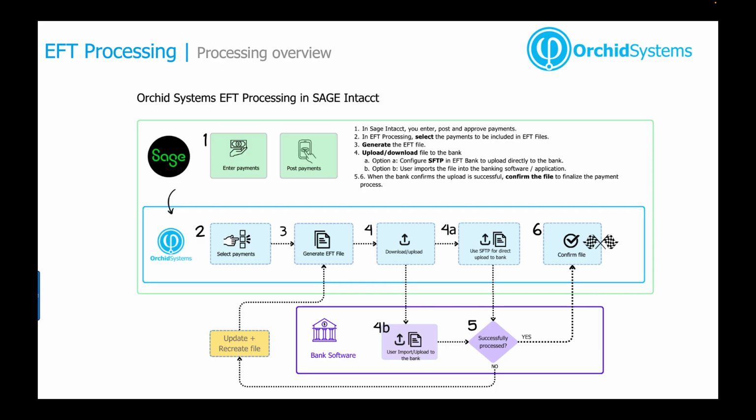For each file, you can then download the file, and what is represented in 4B in this diagram, import, upload the file to the banking software. Or if you have configured the bank to use SFTP, then the file will be automatically uploaded to the SFTP site, most generally the bank's SFTP site. Finally, when the file is successfully processed, you can confirm the file to finalize the payment process.